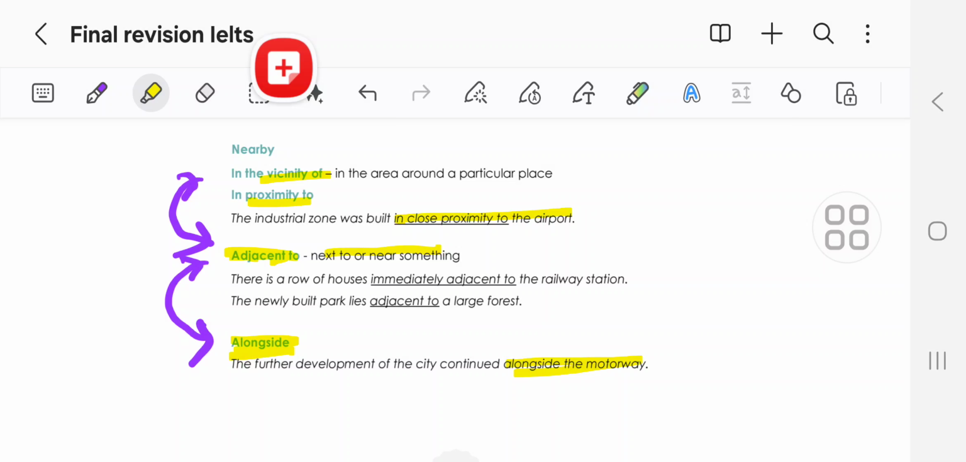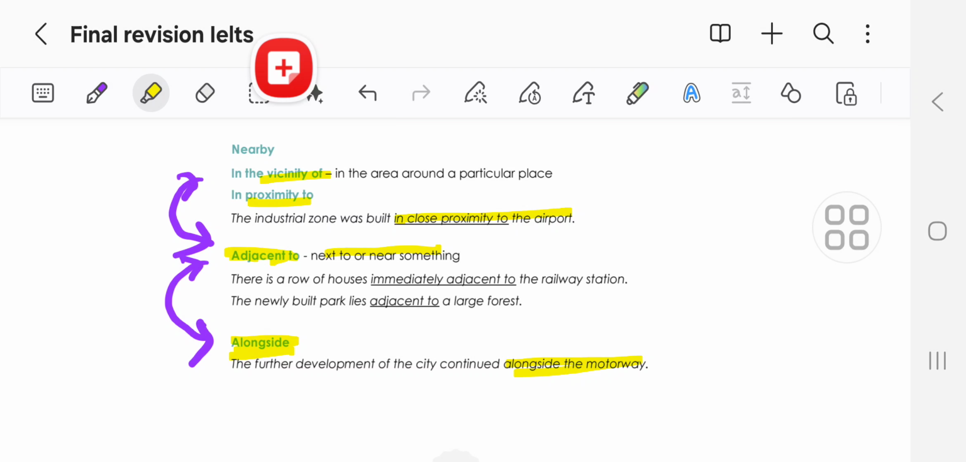For a small area, there is a row of houses immediately adjacent to the railway station. The further development of the city continues alongside the motorway. An industrial zone can be built in close proximity to the airport. So nearby, vicinity of, proximity of. Let's imagine the size of an airport. For the size of the airport, you can talk about nearby, vicinity, and proximity too.